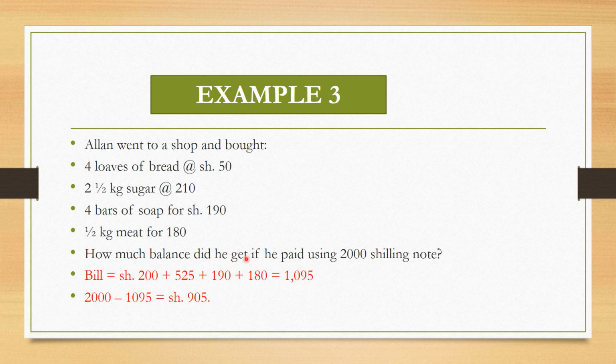How much balance did he get if he paid using a 2000 shilling note? Very easy. 2000 minus the bill, you'll get that the balance is 905.